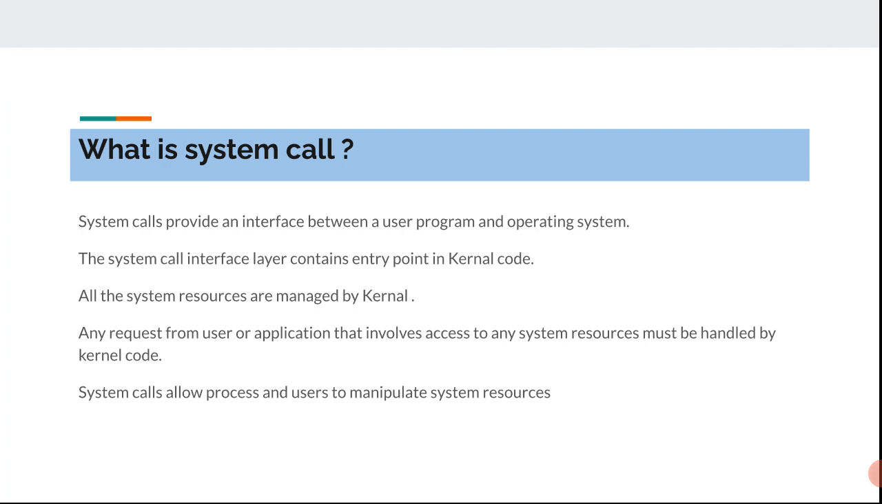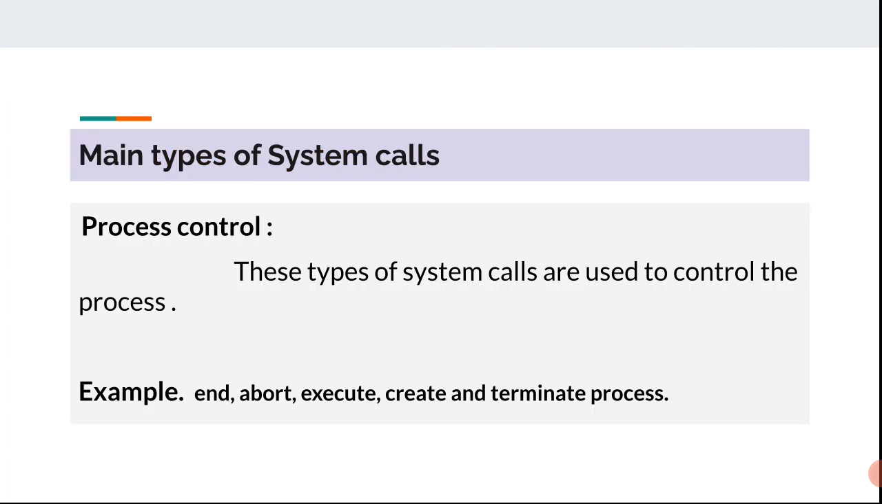System calls allow processes and users to manipulate system resources. With the help of system calls, we can manipulate resources such as memory and files, and make maintenance calls. So everything is called by the operating system. A computer system contains a lot of processes and work, so the responsibility of the operating system is to call the right component at the right time. So we have the main types of system calls.